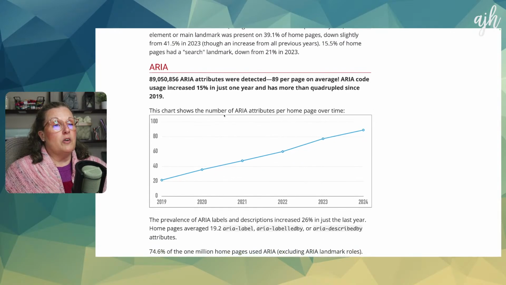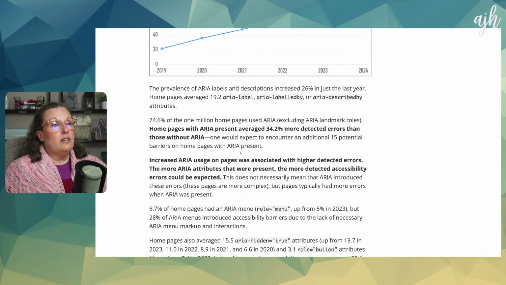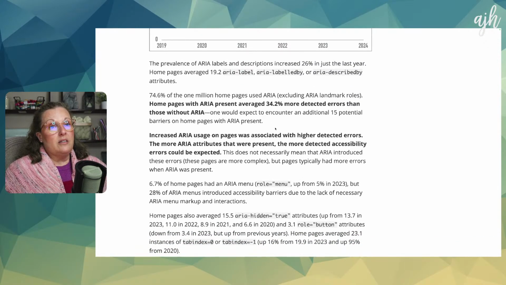This chart shows the number of ARIA attributes per home page over time. The prevalence of ARIA labels and descriptions increased 26% in just the last year. Home pages averaged 19.2 ARIA-labeled-by or ARIA-described-by attributes. 74.6% of the 1 million home pages used ARIA, excluding ARIA landmark roles. Home pages with ARIA present average 34.2% more detected errors than those without ARIA. One would expect to encounter an additional 15 potential barriers on home pages with ARIA present.